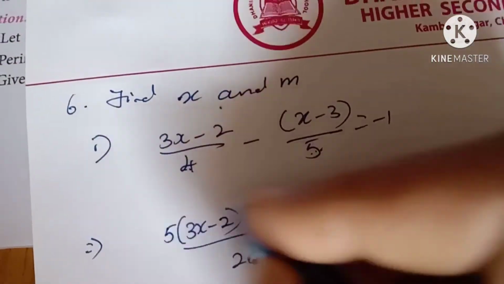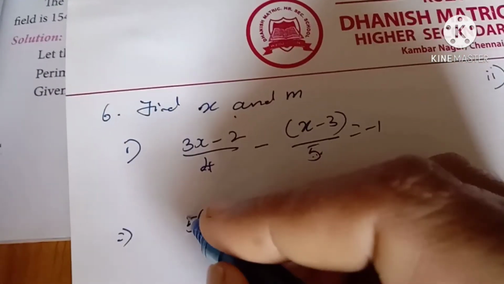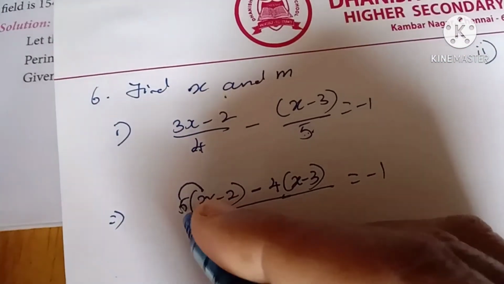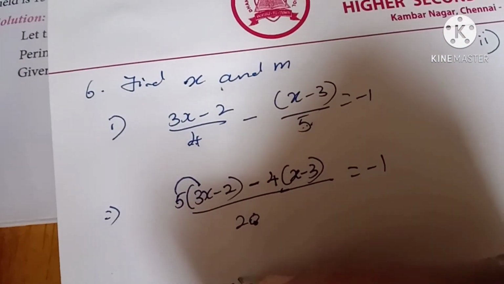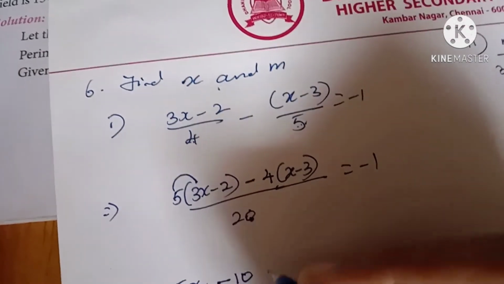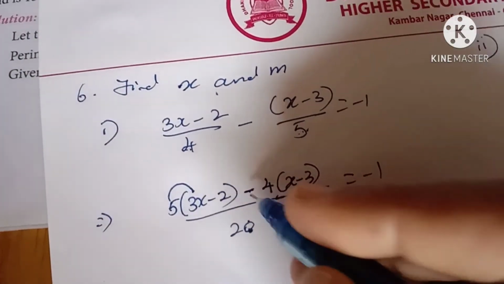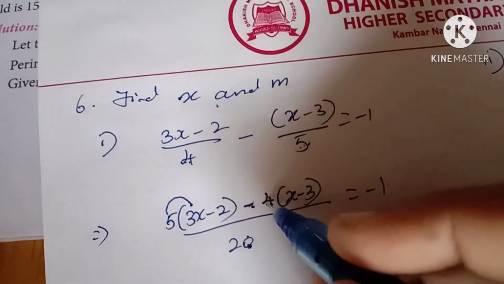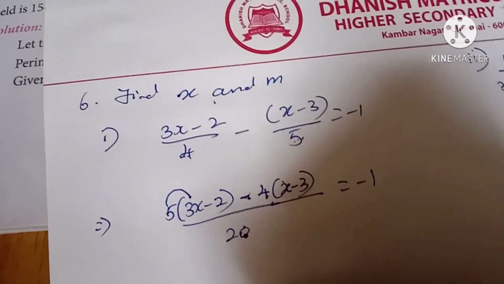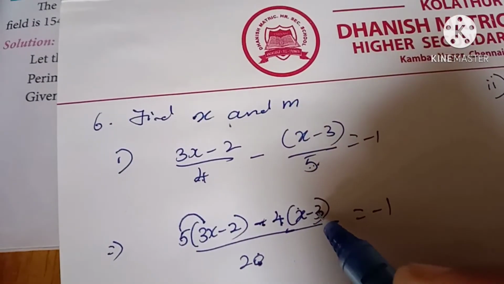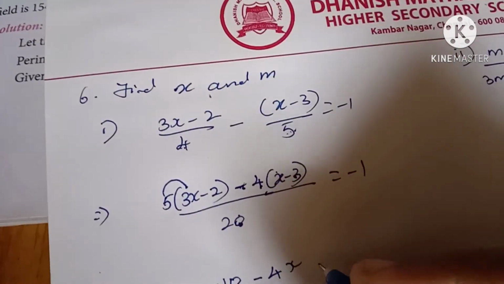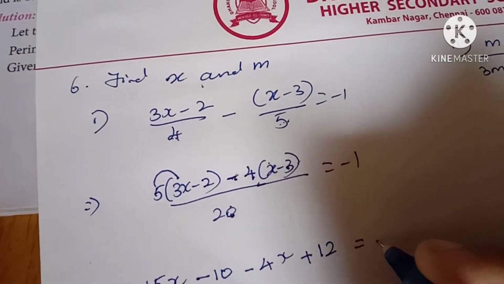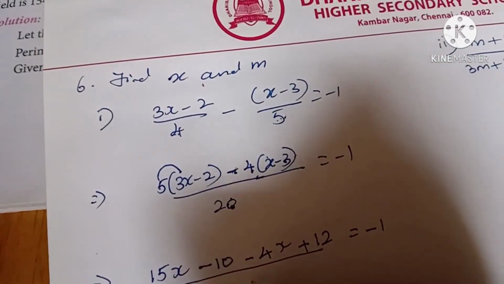Then as 5 is common to both the terms inside the bracket, so multiply 5 into 3 is 15, 15x, then 5 2s are 10, plus into minus is minus 10. Then here they given the minus 4. Therefore minus 4 into x is minus 4x. Minus 4 into minus 3 is minus into minus is plus. 4 3s are 12, equal to minus 1 by 20.